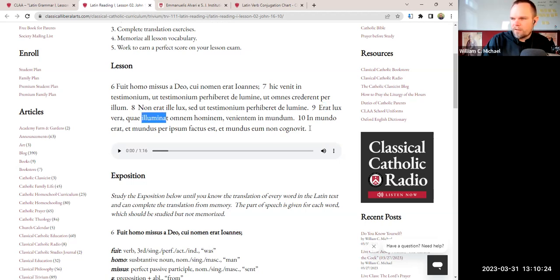Venit, well, that's a participle, I'll leave that off. We see erat again. We see factus est, which is actually a verb form; I'll talk about that in the future. And then cognovit, that's another verb. So obviously we see lots of verbs. We can't have a sentence without a verb.